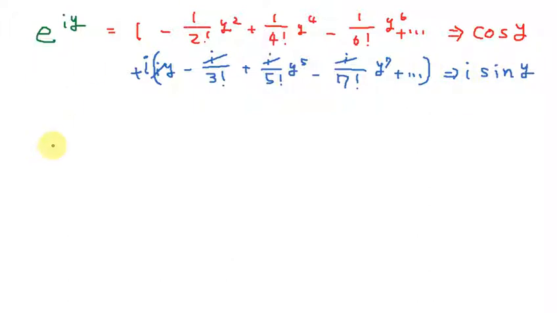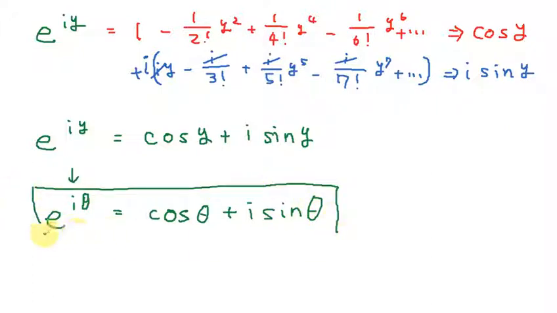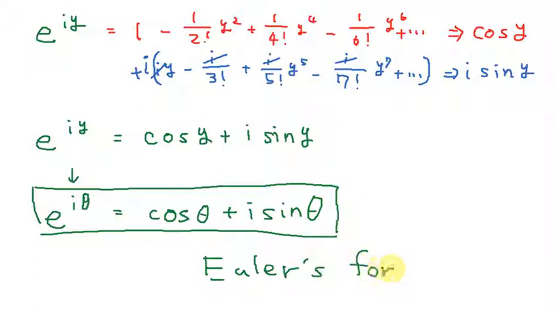So in total, e to the iy equals cosine y plus i sine y. Then we can change y to theta. It's going to be e to the i theta equals cosine theta plus i sine theta. This is Euler's formula. This is how we get Euler's formula. How beautiful it is, right?